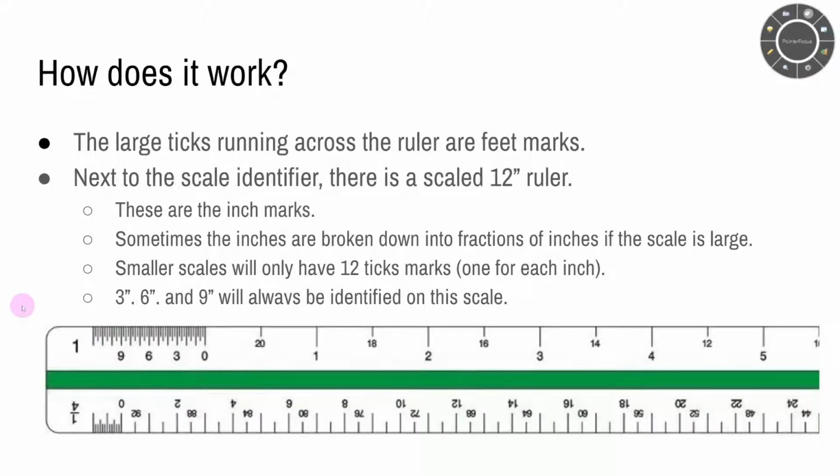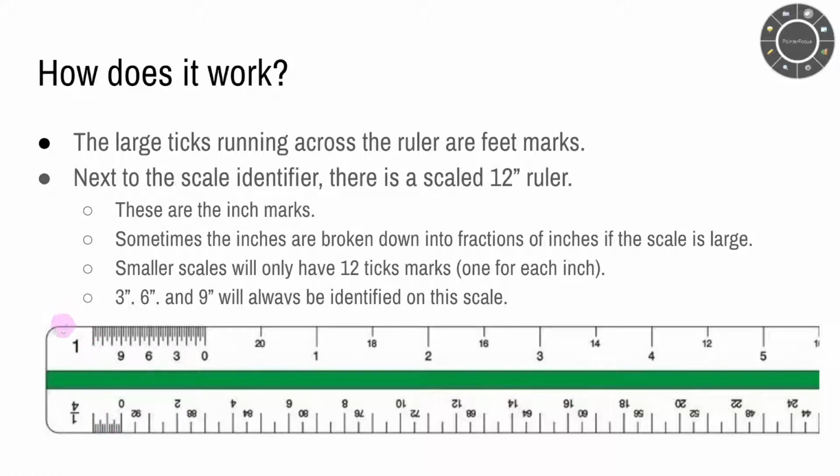The large tick marks, as I just mentioned, running across are the feet. And then next to the scale identifier are going to be inch marks. Depending on the scale, the smaller this fraction is, the fewer marks there are going to be. Since this is a 1/4 inch equals a foot, if you want to pause and count, you can see that there are 12 markers total there. So each one of these little lines on the scale is 1 inch.